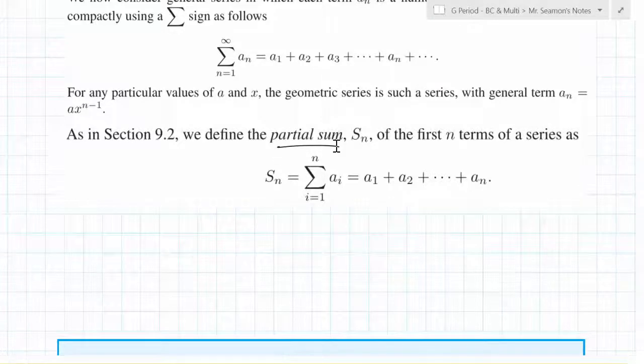So the first term, then the first 2 terms added together, then the first 3 terms added together. And we're going to look if that sequence converges. Because if the sequence of partial sums converges, then we know the series converges. That's effectively what we've been doing.